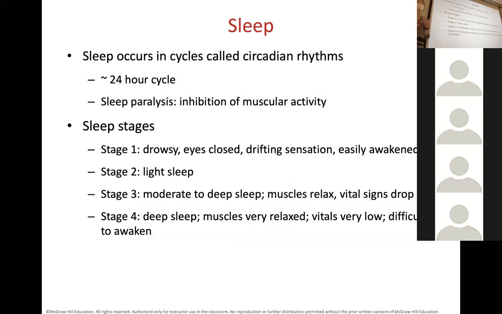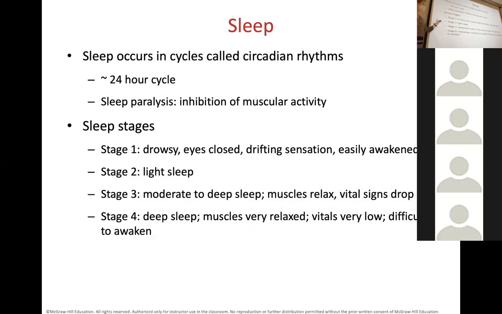When you go to sleep, you go into something called sleep paralysis. So your muscles are actually almost paralyzed. There's not much movement. There might be a little bit of jerking, but for the most part, your muscles are inactive, which is a good thing when you're sleeping.